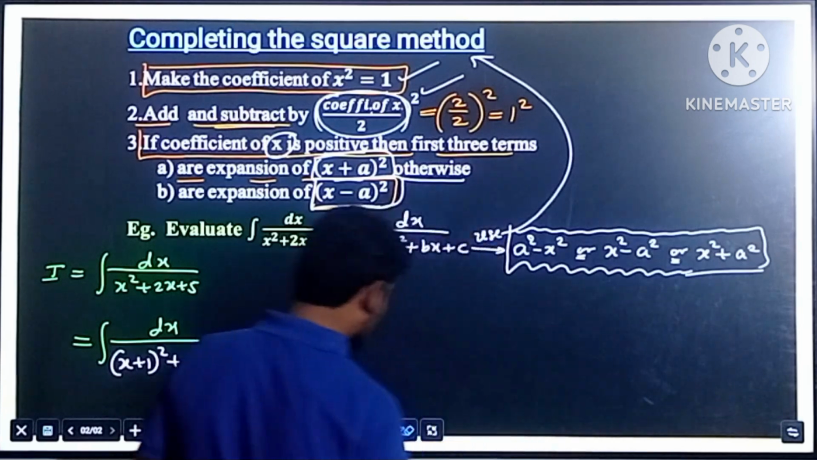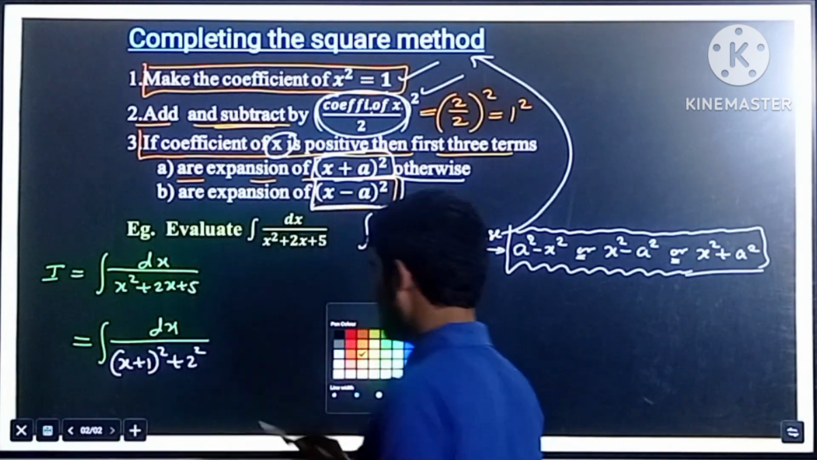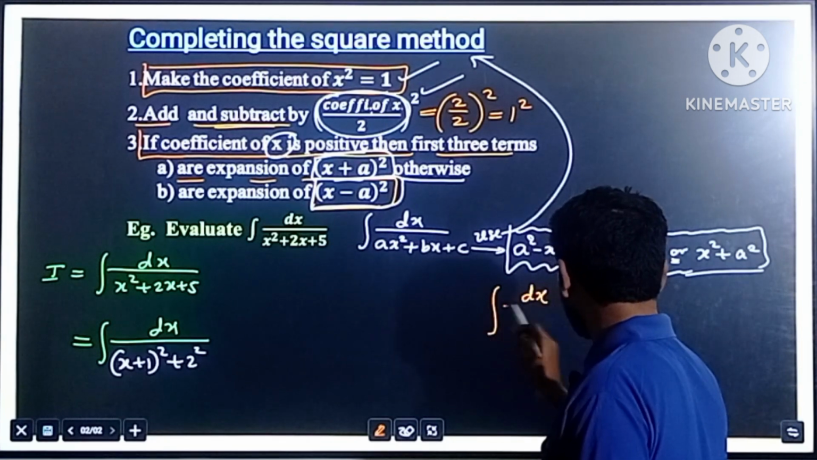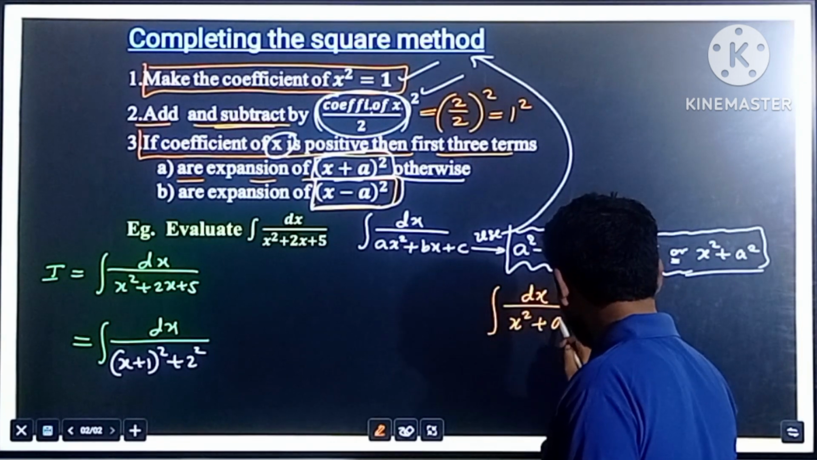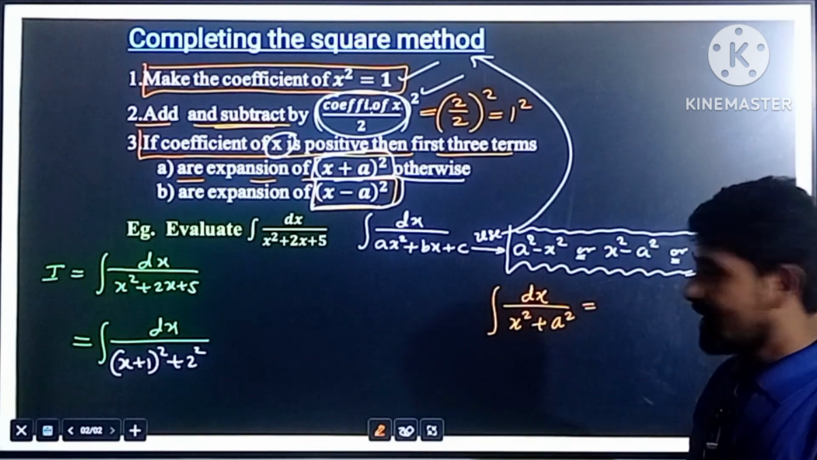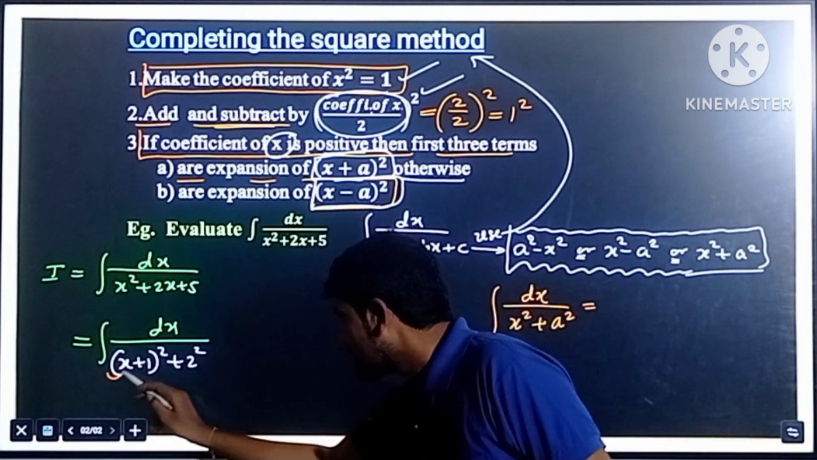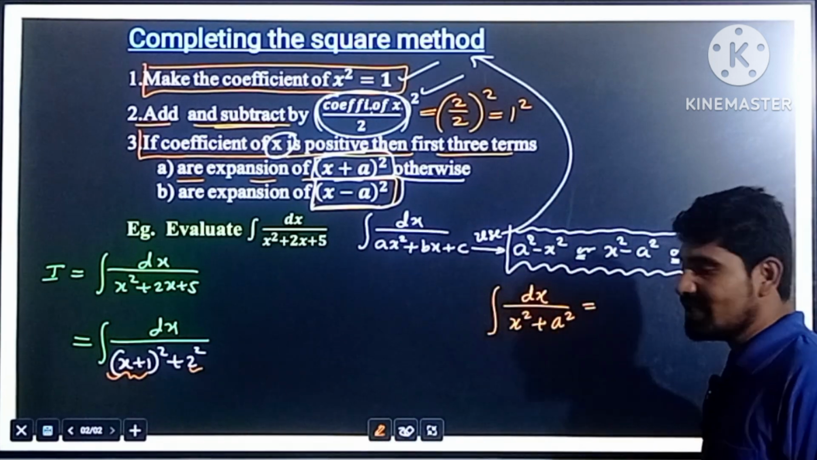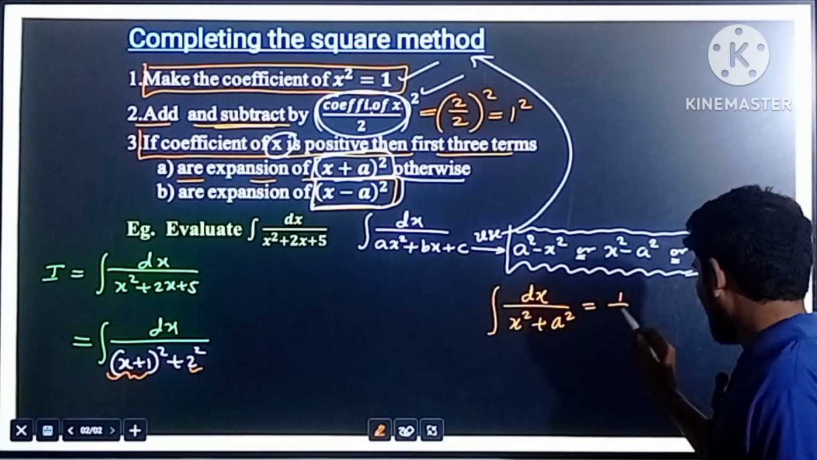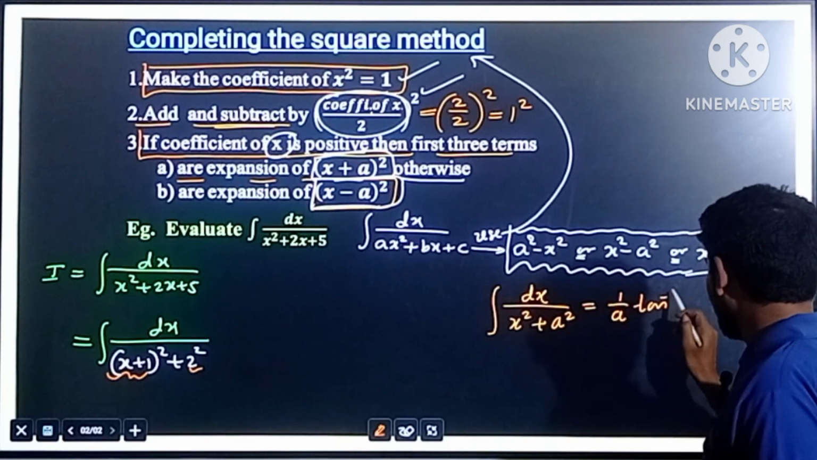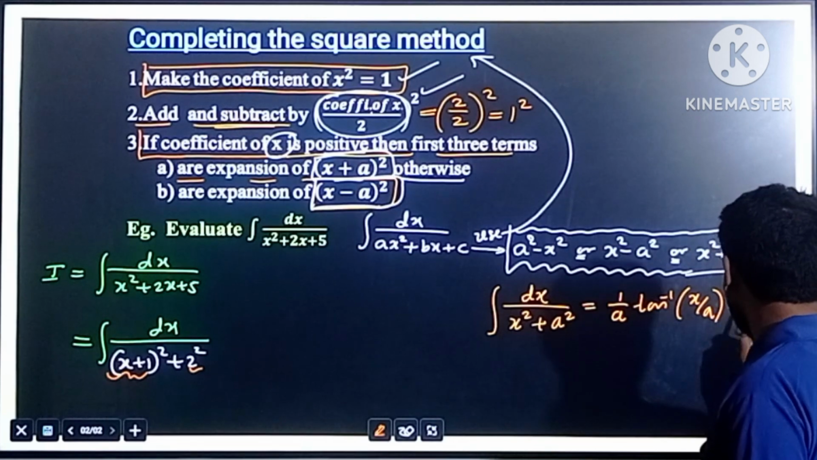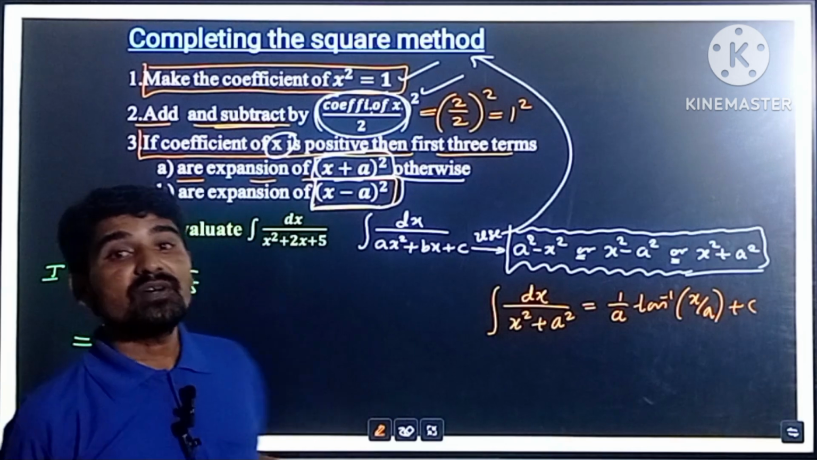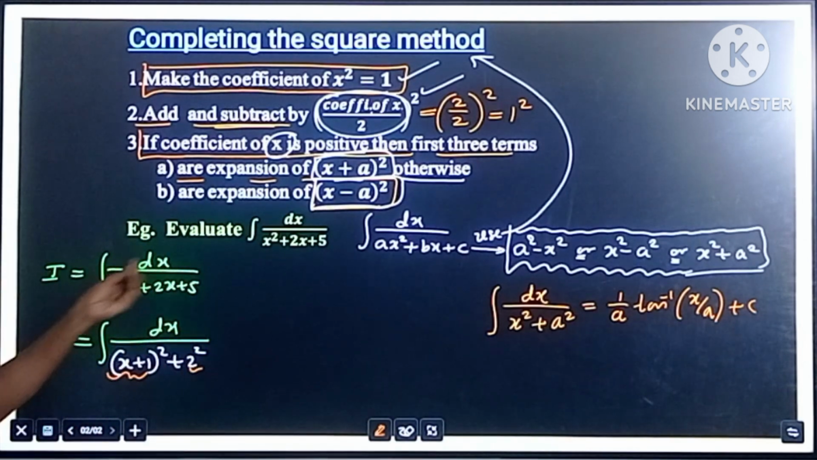This is of which particular function form? This integral I is of the form integration of dx divided by x square plus a square, where x is x plus 1 and a is 2. And we know the formula for integration of dx divided by x square plus a square is 1 divided by a into tan inverse of x by a plus c. Just substitute the values of x and a in this formula, which is the required answer for this given integration problem.